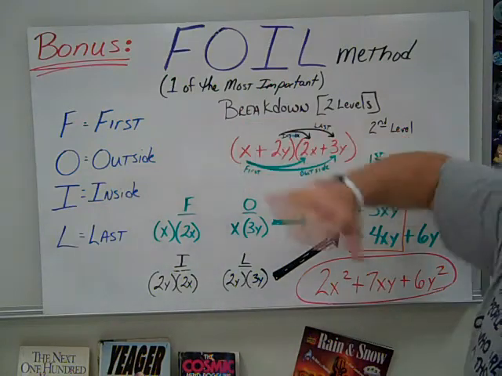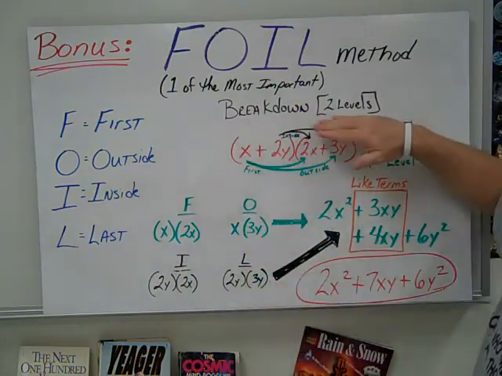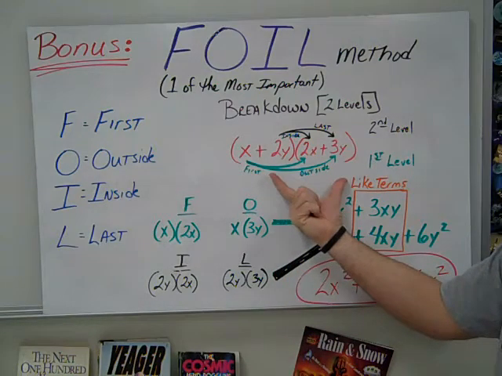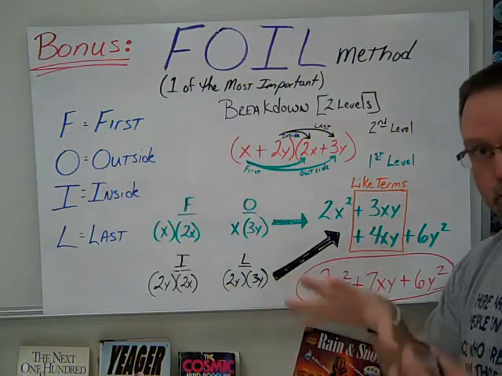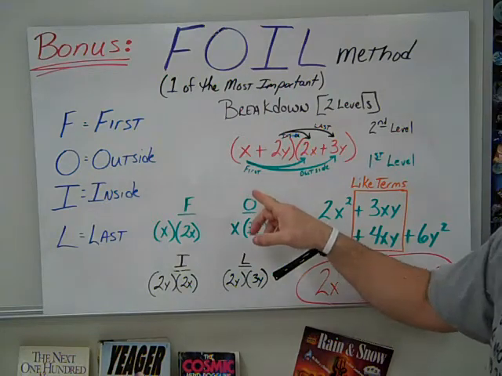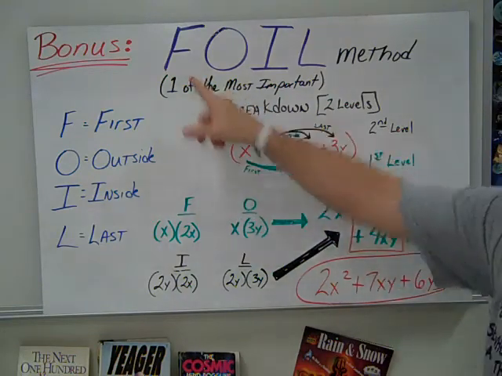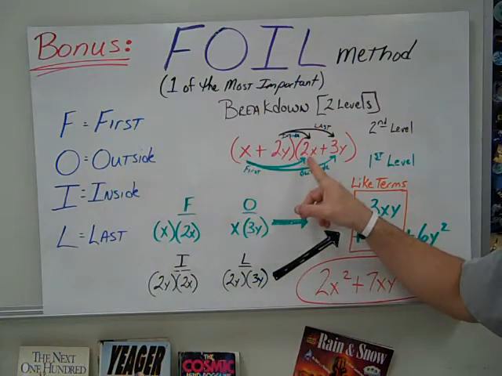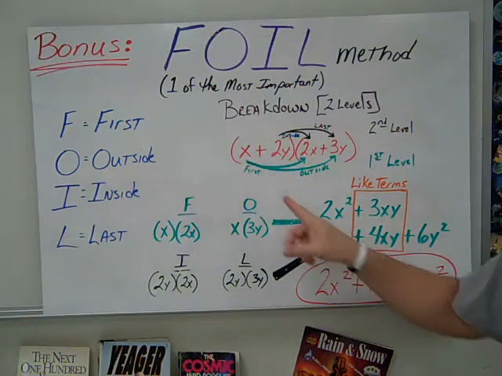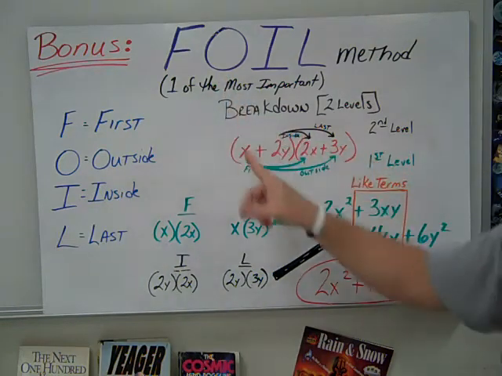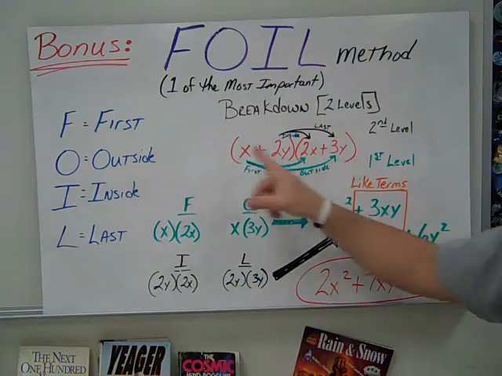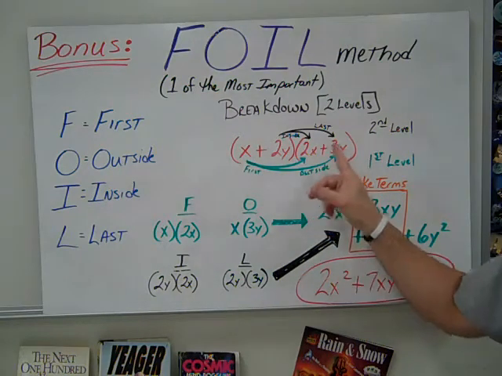So what you're going to do is, the easiest way to do this is to break it down into two levels. So if I look at my problem that I have in here, we're going to break this down pretty good here. So our F stands for our first. First is here to here. So that's our first term. And then we're going to go to the O, which is outside. So we're going to go from here to here. So these are considered our outside terms.